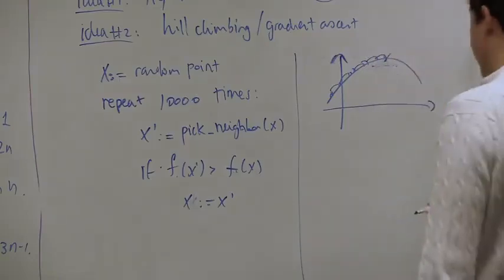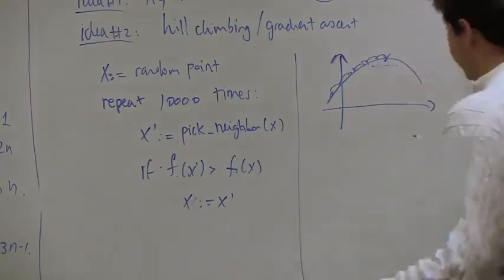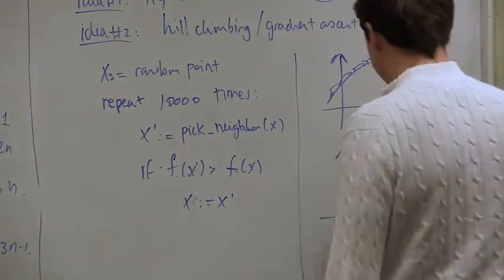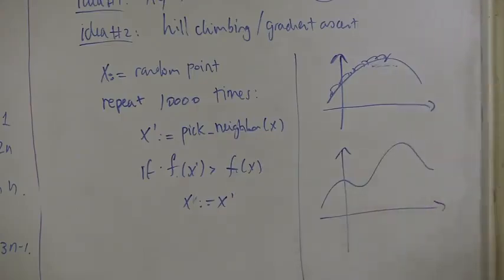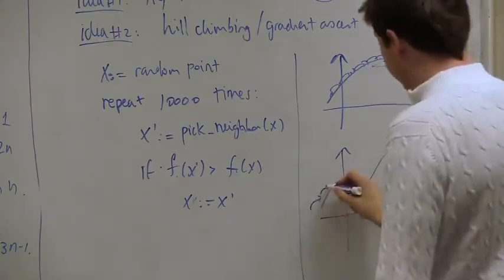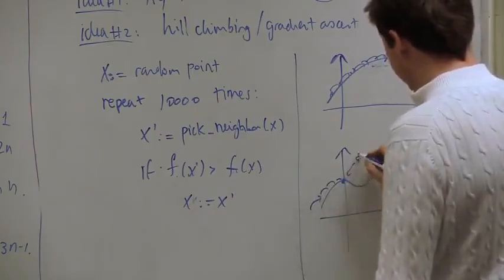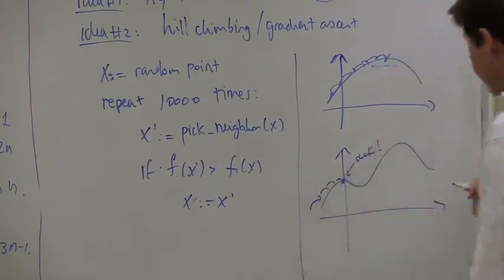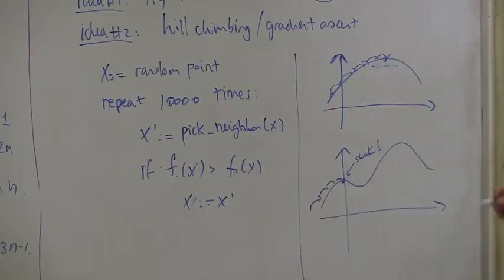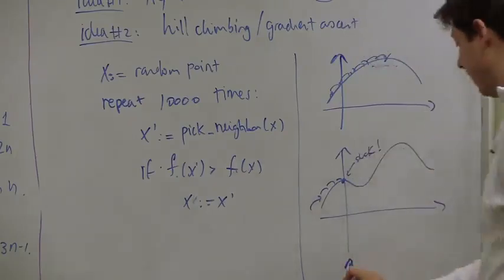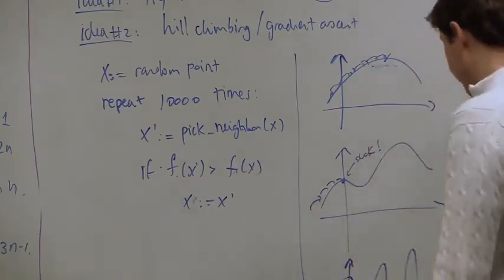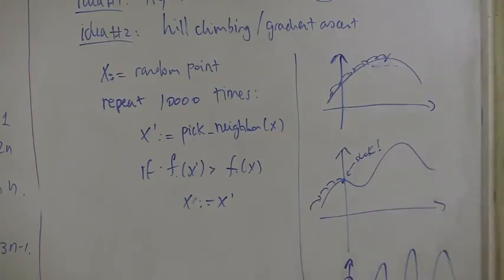Now, of course, the function need not be nice. The function may have a local maxima, right? So it could be that you get stuck here. Or it could even be much worse than that. Maybe your function looks nothing like that. It looks something like this, where this algorithm is going to perform very poorly.